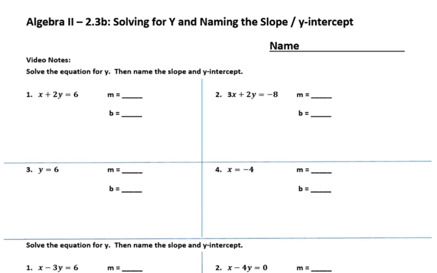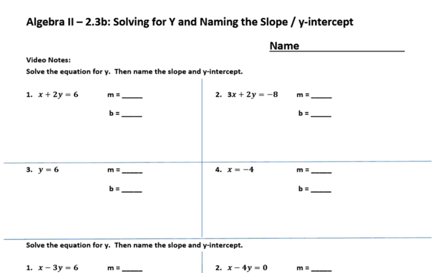We're going to take a look at 2.3b, solving for y and naming the slope and y-intercept. We're going to be graphing these equations eventually, and we want to make sure that we can pick out everything that the equation actually tells us. In this particular case, when we're drawing these nice linear lines, it's going to tell us two things: one, the slope, and two, the y-intercept. We've got to be able to name them and pick them out to help us graph them.